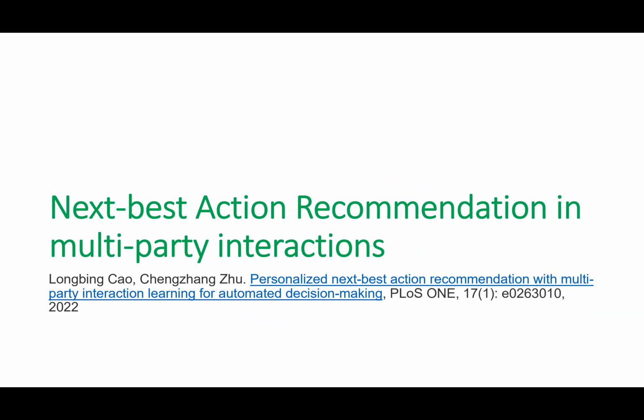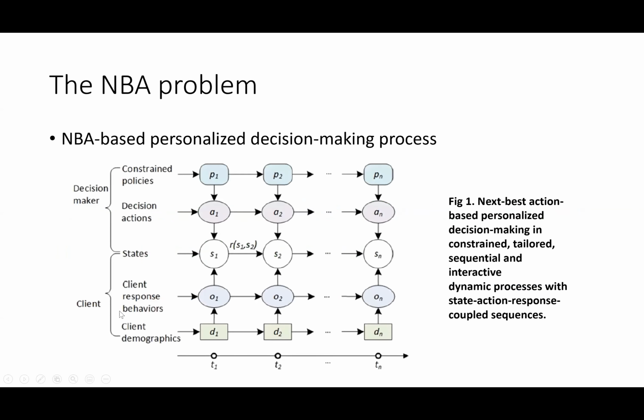So next I'll quickly introduce another interesting work, also very useful in industry but very hard to model. It's called next best action in multi-party interactions. Particularly if you do it in a personalized way, it's very difficult. The problem is that you have a client and a decision maker, for example, a client and a CPA, or taxpayers and the ATO, the government.